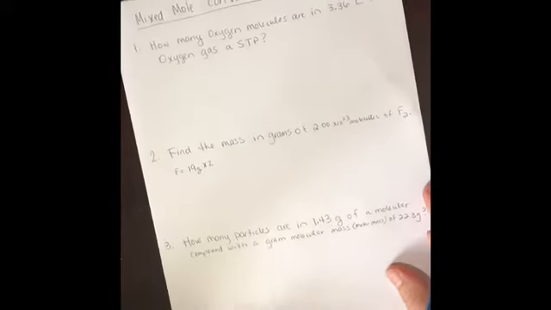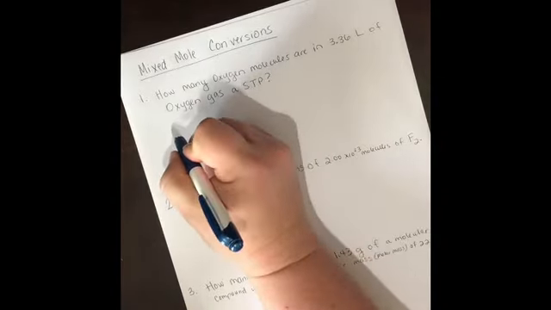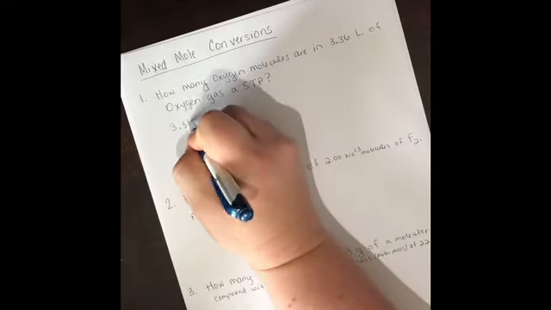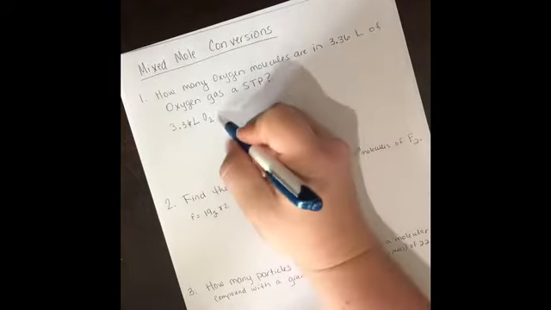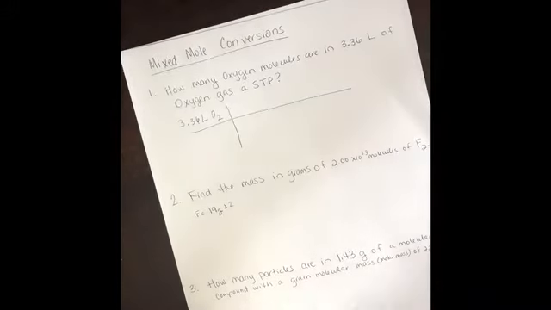So on number 1, this one is something that you haven't had before, but it is on your mole roadmap. This one asks how many oxygen molecules are in 3.36 liters of oxygen gas at STP. So remember, you always want to start with the number that you are given. So you start with 3.36 liters of oxygen gas, and we are going to draw our train tracks. So you are going to go from liters all the way to molecules.